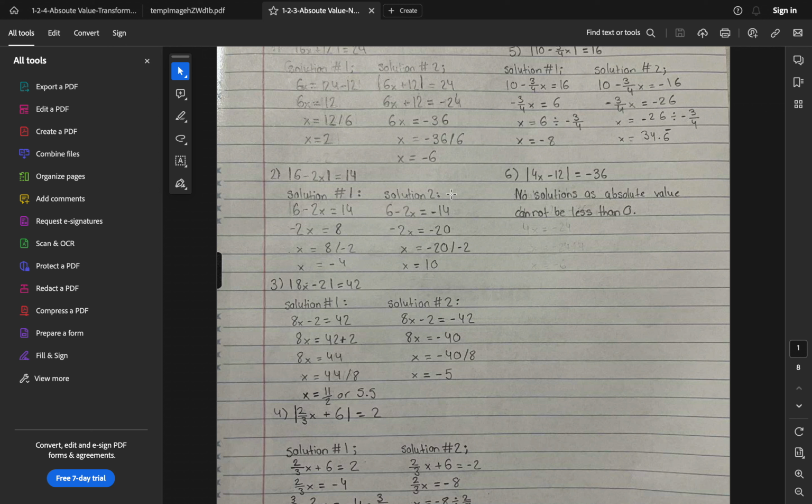Second solution, we made it equivalent to negative 14, and in this solution, we have negative 2x is equivalent to negative 20 once the 6 is rearranged. And the final answer becomes x is equivalent to 10 once rearranged.